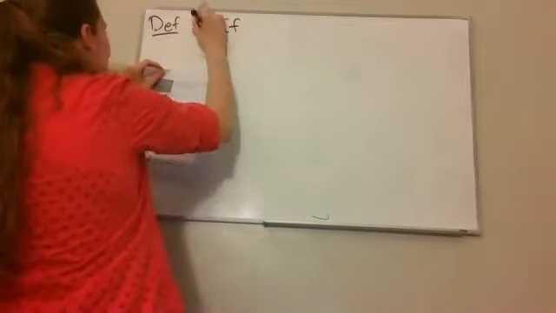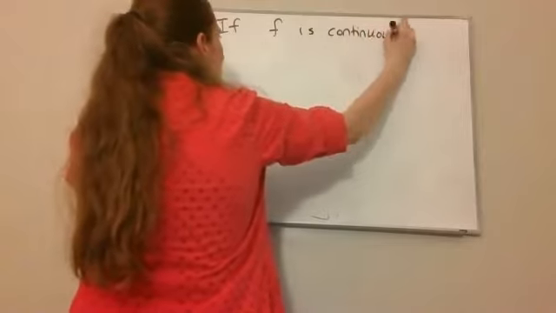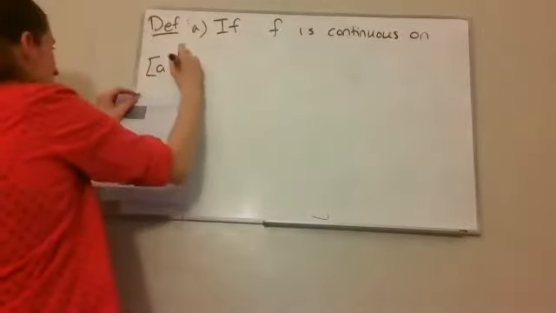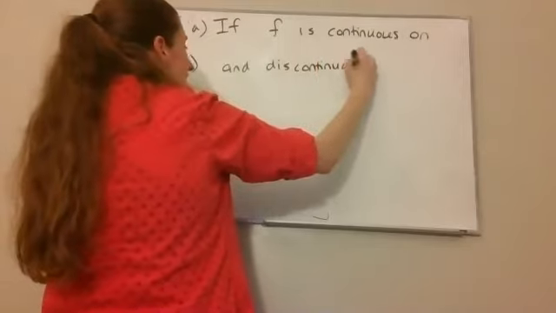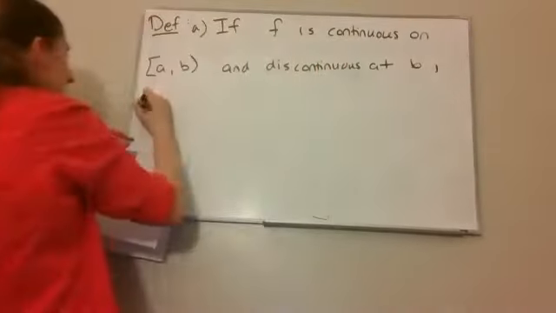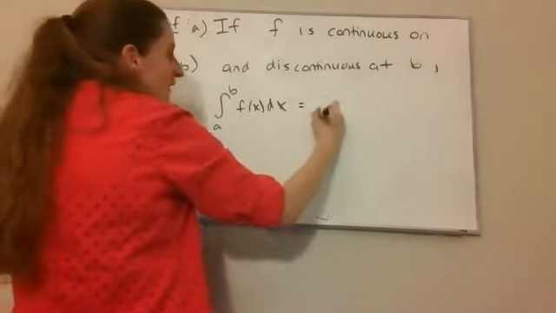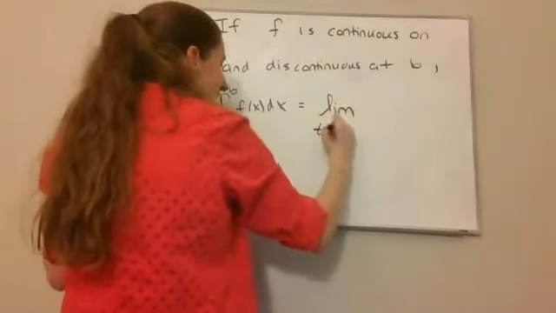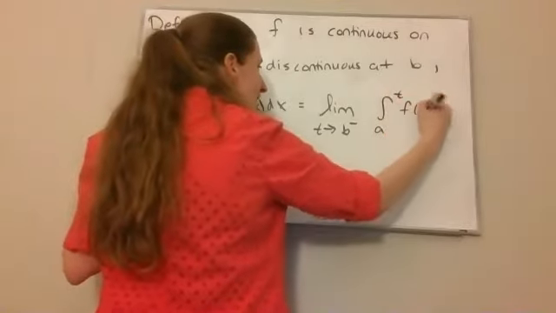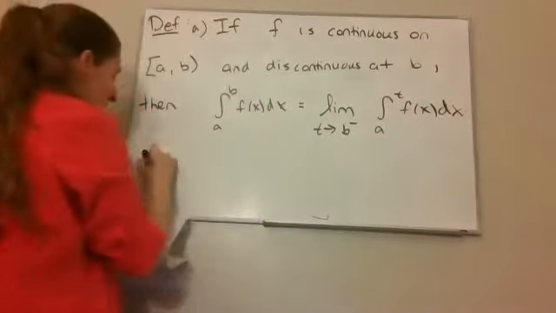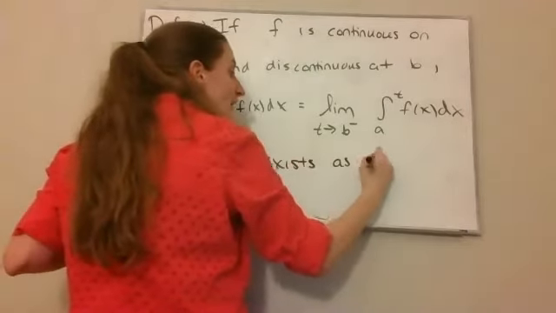So first, if our function f is continuous on a to b, but discontinuous at b, then the integral from a to b of our function is equal to the limit as t approaches b from the left side of the integral from a to t of our function, if the limit exists as a finite number.